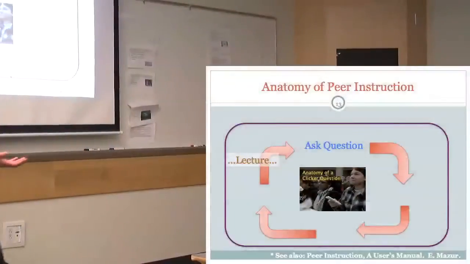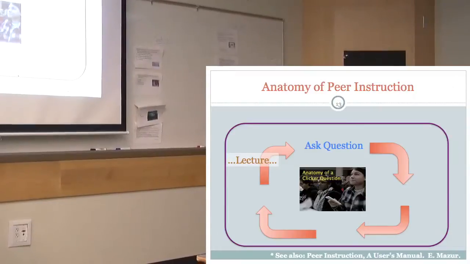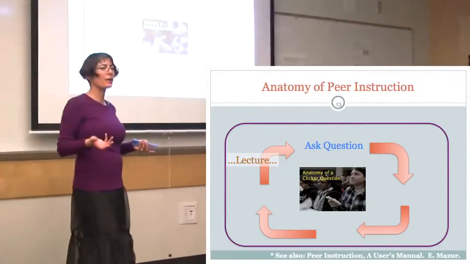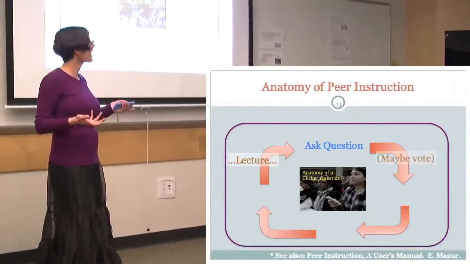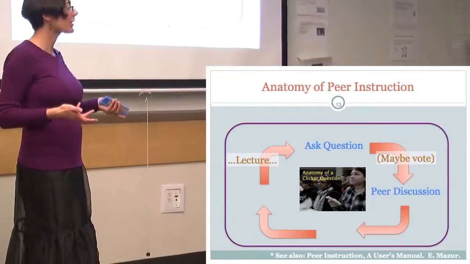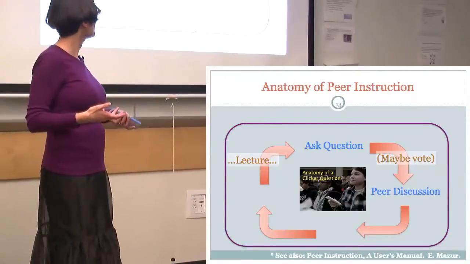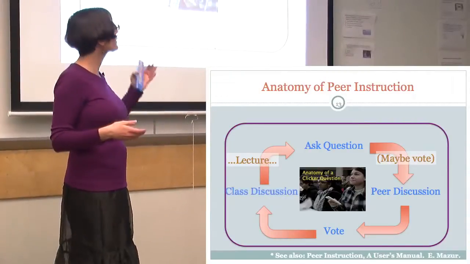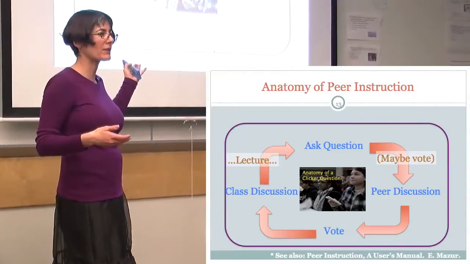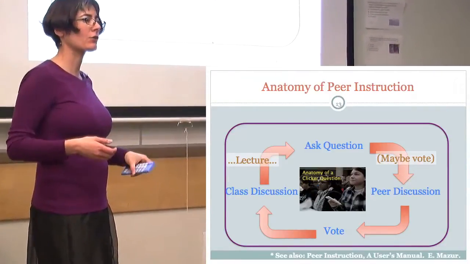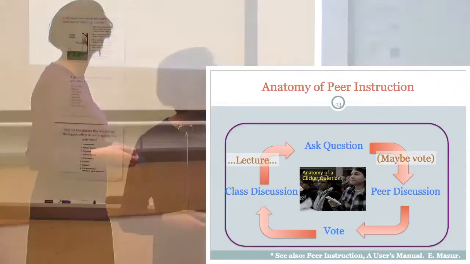So we sort of have this anatomy of a clicker question that we just saw, where you ask students a question. They might vote on their own. It depends on the instructor whether or not they have them vote individually first. But they have students talk to their neighbors, do this peer discussion part, and then vote, and then have a whole class wrap up. So this is the process that we mean when we say Mazur's method of peer instruction that I asked if you were familiar with in the beginning.